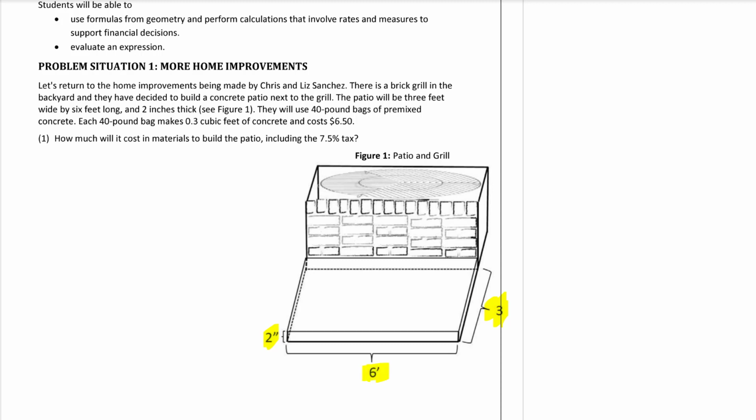Alrighty, they will use 40-pound bags of pre-mixed concrete, and each 40-pound bag makes 0.3 cubic feet of concrete, and it costs $6.50 for that 40-pound bag. For one bag, $6.50. How much will it cost in materials to build a patio, including a 7.5% tax?